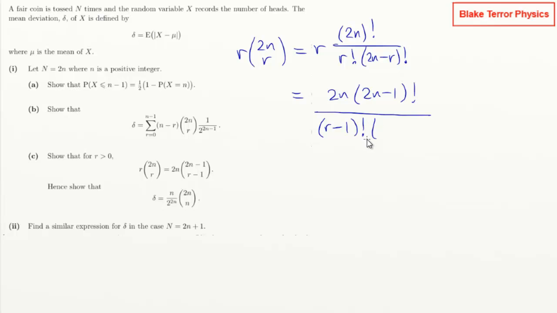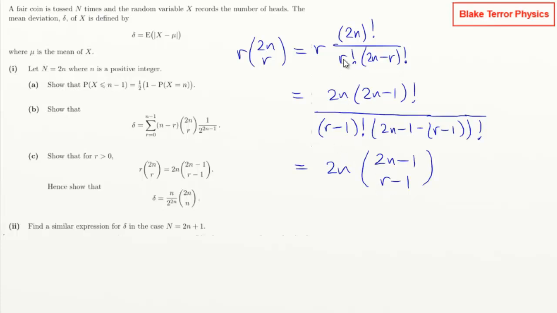So the bit at the bottom, then they must have written this in a weird way. So this is going to have to be a 2n minus 1 minus R minus 1 factorial. Does that work? So 2n minus 1, I'm then going to add a 1, which will get rid of that 1, and I'm going to take an R off, yeah, which is the same. So which is equal to 2n minus 1 choose R minus 1.